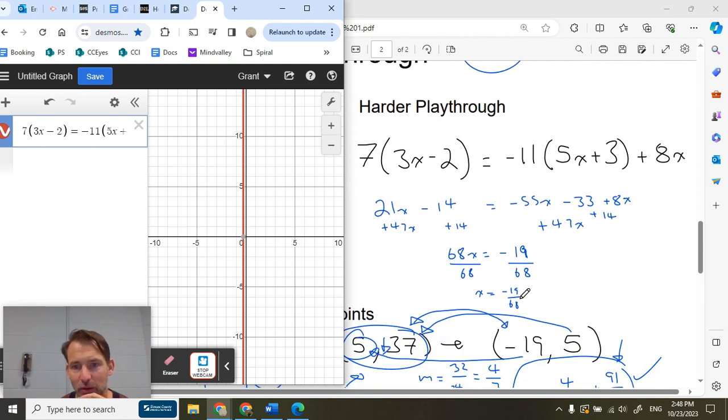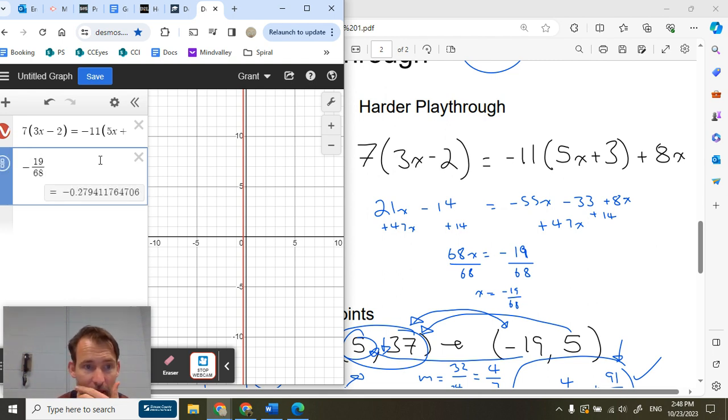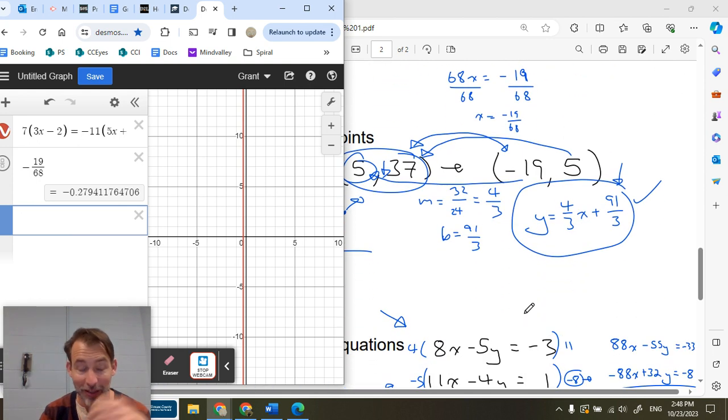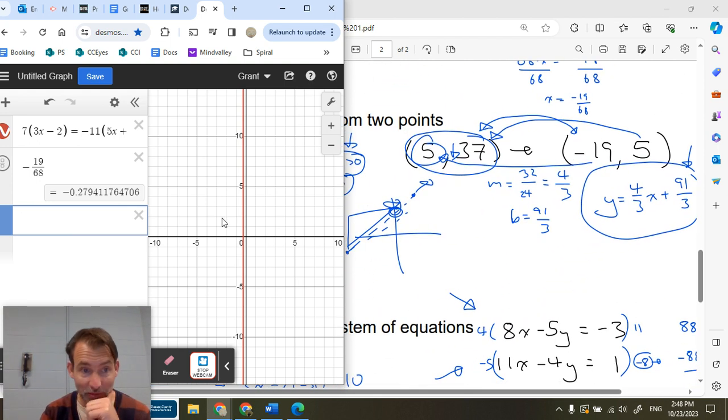Well, what's the value of negative 19 over 68, you might ask? Well, you type it in, 19 over 68, negative 0.279. And this is negative 0.279. So I would say that we got it right, and that's the correct answer. All right, let's keep going. That's one correct. Now, line from 2 points.